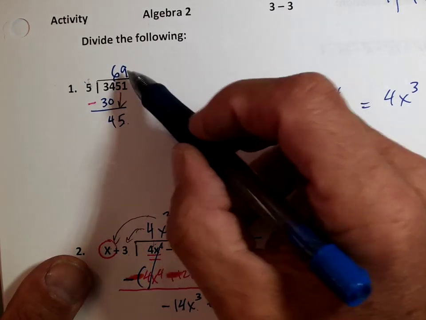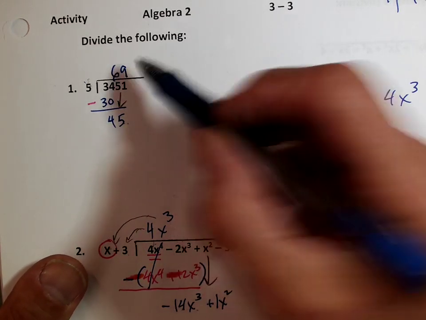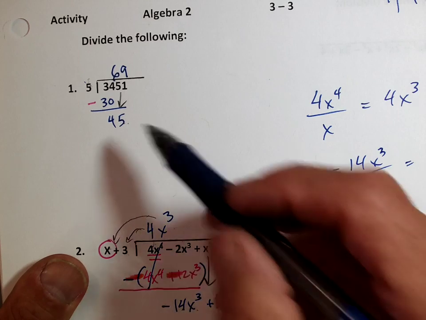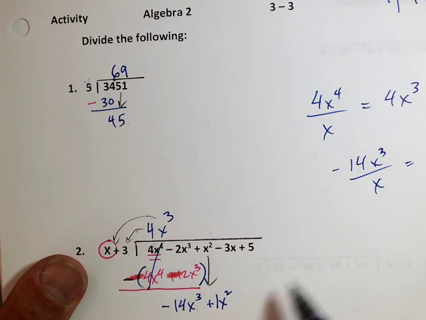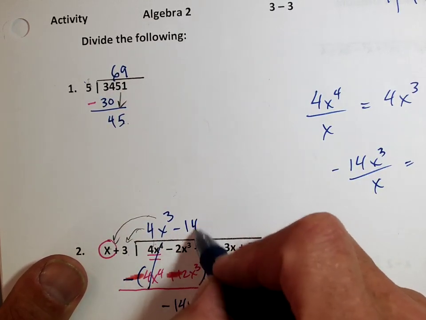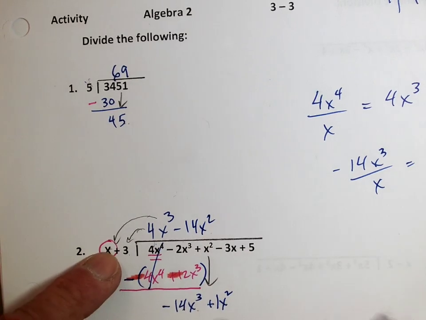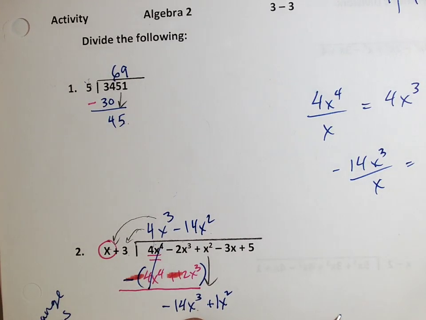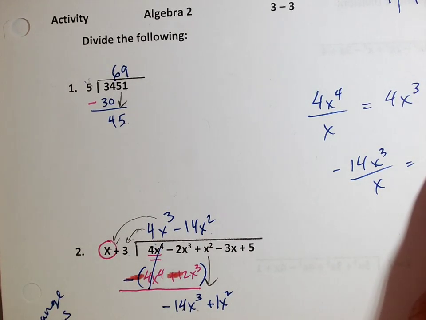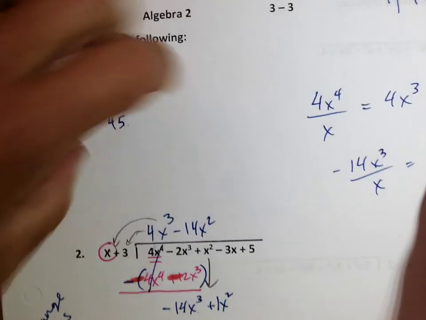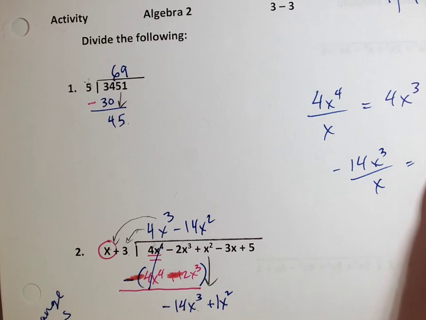So I put my 9 up here, right, because 5 went into 45 9 times. So I'm going to put my negative 14x squared here because x went into negative 14x cubed, negative 14x squared times. Am I going slowly enough? Okay, if you match up what we did in 6th grade to what we're doing here, it's the exact same process, okay?